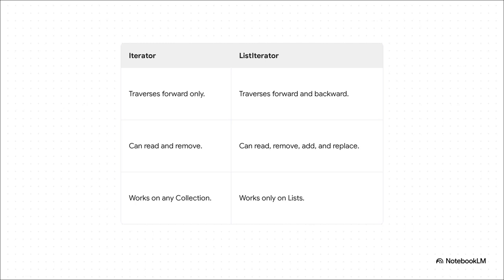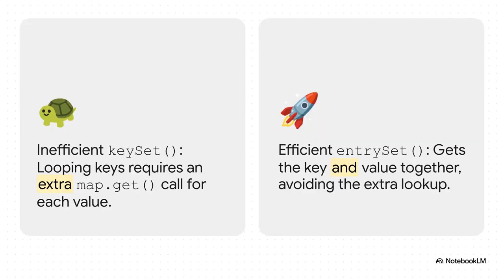The standard iterator is your universal tool. It works on any collection, and it lets you move forward and safely remove elements. But if you know you're working with a list and you need more control, like going backwards or adding and replacing elements as you go, then the list iterator is the specialized tool you're looking for.